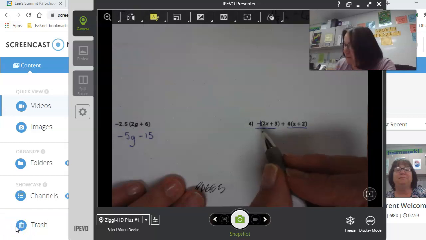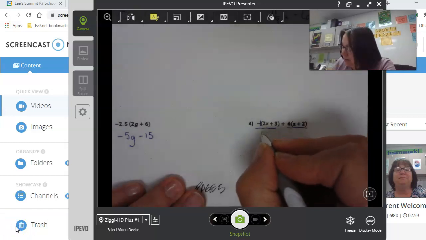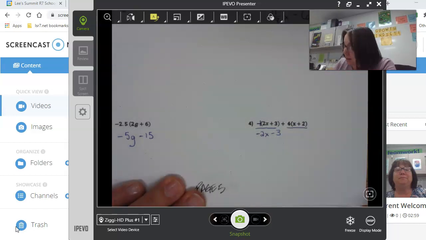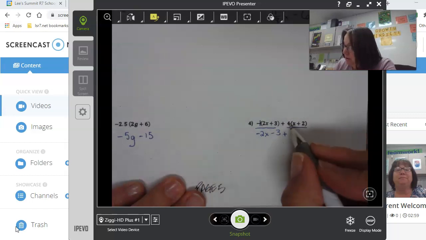So when I multiply this, I'm going to multiply by negative 1 here. So negative 1 times 2x is a negative 2x. Negative 1 times 3 is a negative 3. Plus, now I can go ahead and distribute here. 4 times x is 4x. 4 times 2 is 8.